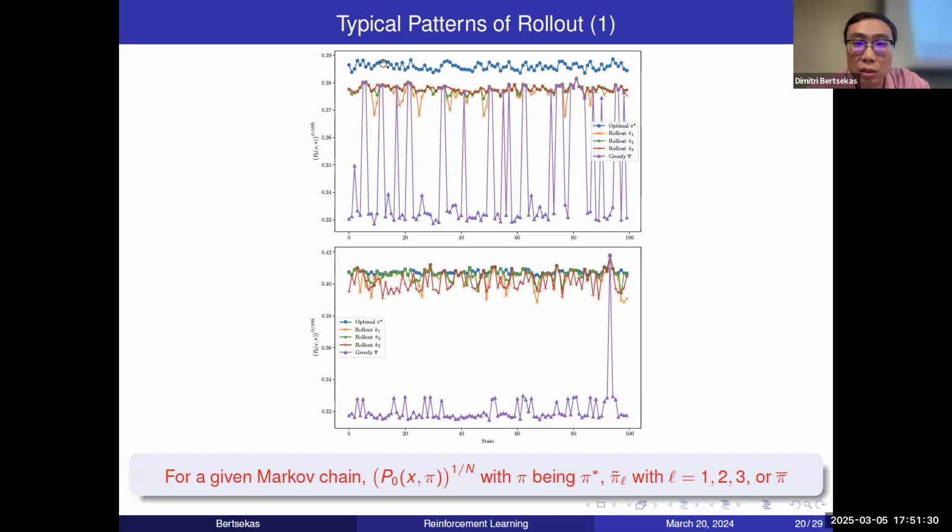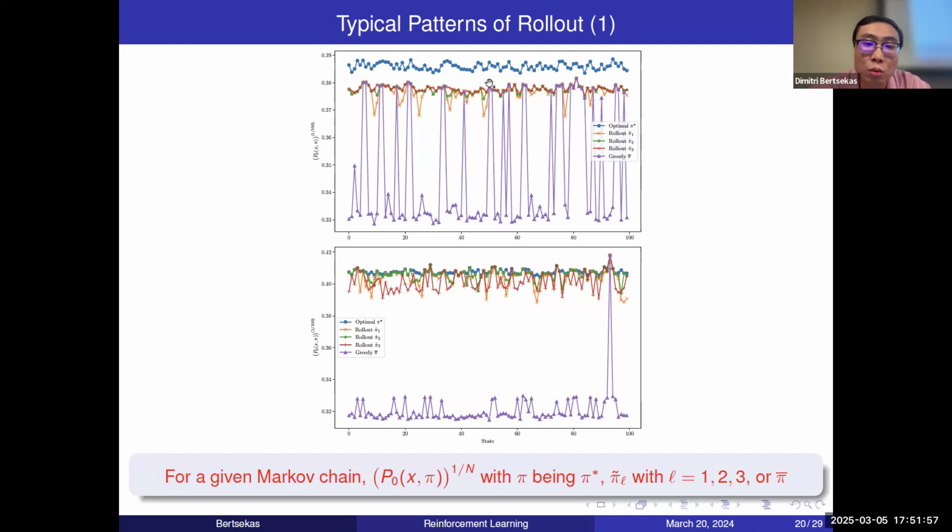And different colors of the lines show the cost, the reward, under different policies. The blue one is optimal, and the orange one is 1 step look ahead, and 2 steps look ahead, 3 steps look ahead, and so on. And this purple one is the greedy policy. So this one is the greedy policy.